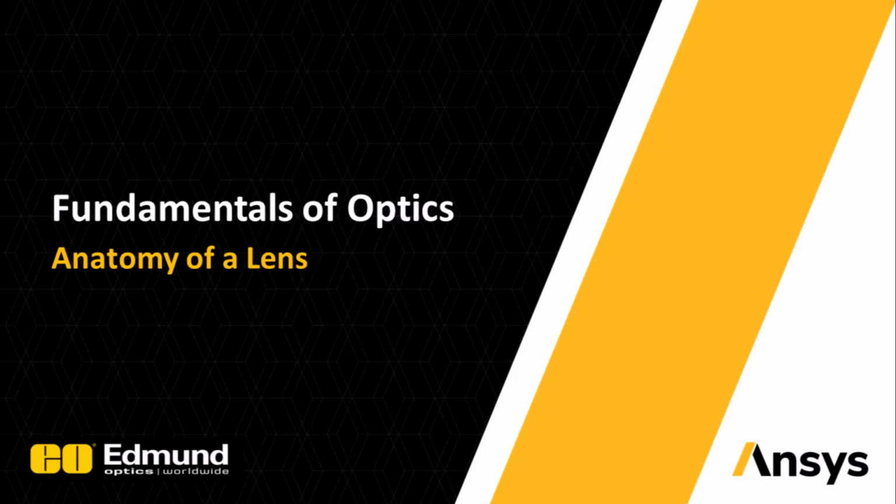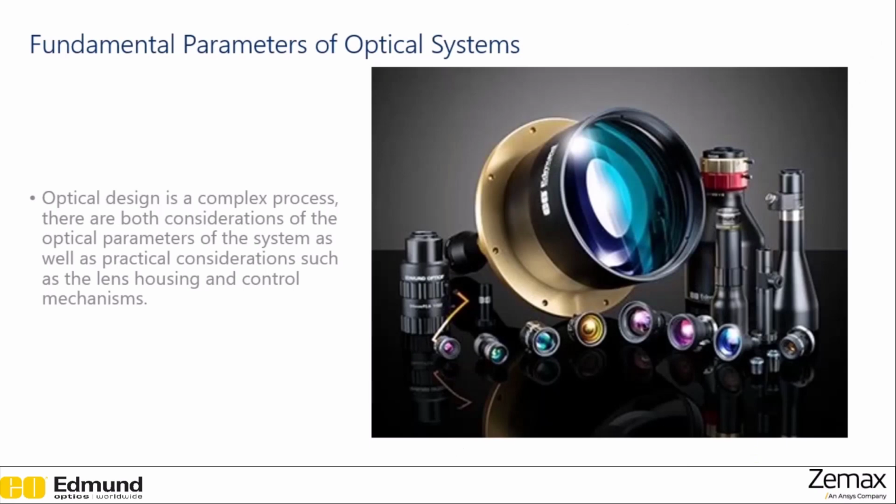Welcome! In this section, we're going to take a look at the anatomy of a lens and introduce some terminology that's associated with the housing and packaging of a lens. In optical design, it's a pretty complex process, and there are both considerations for the optical parameters of the system, as well as practical considerations such as the lens housing and control mechanisms.